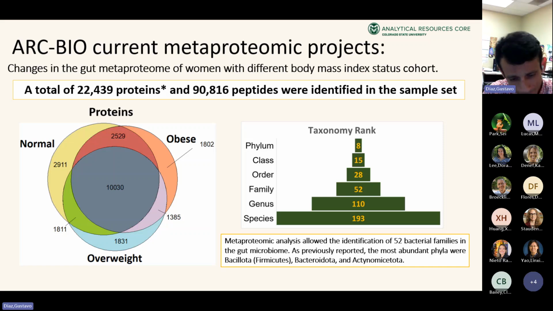When we did the taxonomic analysis using peptides, we were able to find a nice amount of species. We were able to get to the genus and species level with interesting numbers, but more importantly, we got information on the most abundant phyla that were previously described in other studies, with metagenomics and other metaproteomics studies, in which Firmicutes, Bacteroidetes, and Actinomycetes are the most abundant phyla in our gut microbiome.